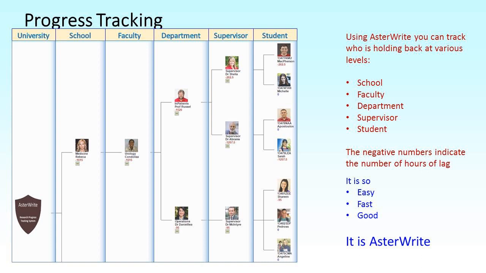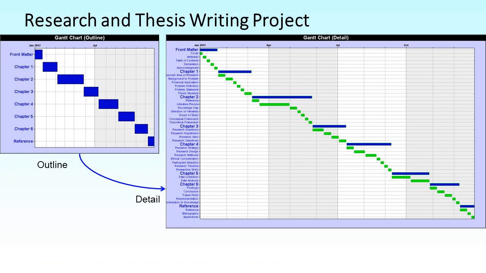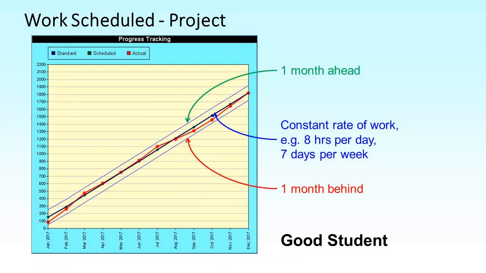AsterWrite has a unique feature you probably never heard of. AsterWrite can track 5 levels of officers. Example, college, faculty, department, supervisor, and student. Using a simple setup, a whole line of college, faculty, department, supervisor, and student can be linked. As a student updates work in AsterWrite, the work performed is updated against the work schedule.